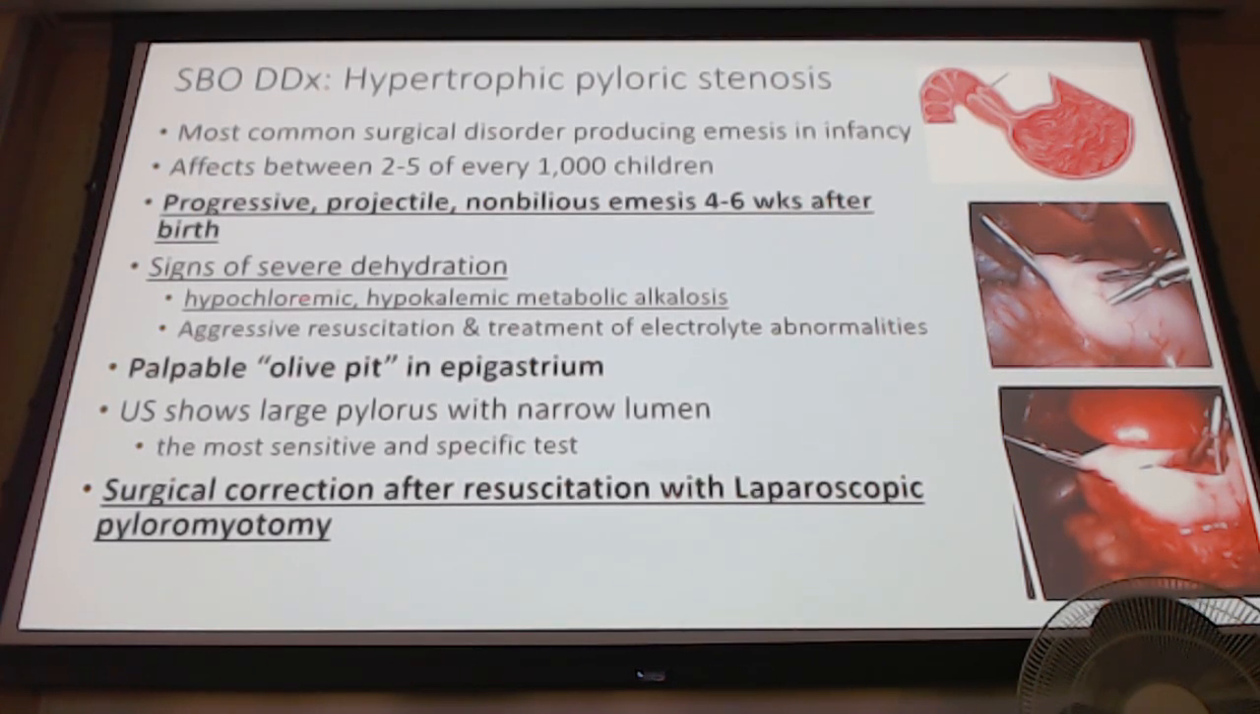Okay, palpable olive pit. Pants loves to put in a 2-month-old with a palpable olive pit in their epigastrium. That's what they like to do. We do an ultrasound to show the large pylorus with a narrow lumen. Surgical correction: we resuscitate them first, and then we do a laparoscopic pyloromyotomy. So basically, we put our hammers in, we find the pylorus, we cut through the muscle, relieving that stricture, and we leave it open. Most of the time, it will heal on its own.